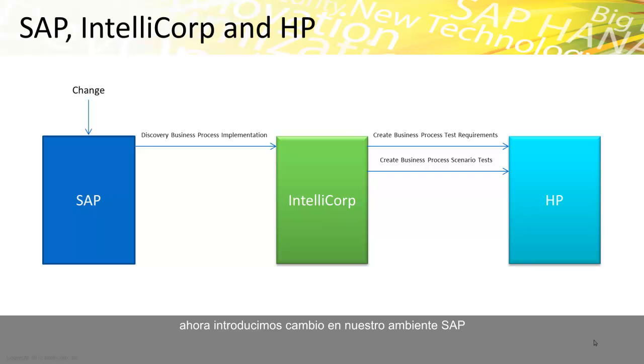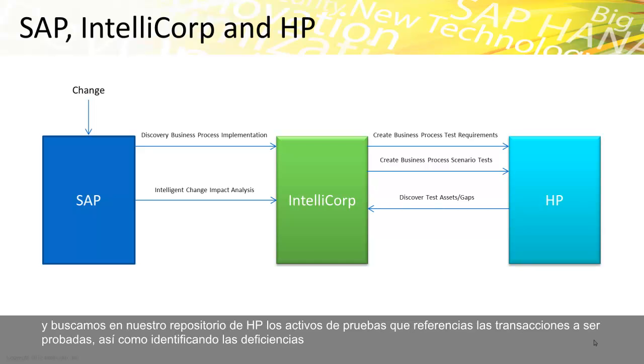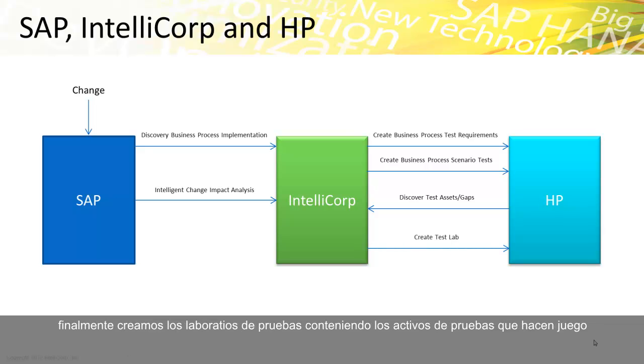Now we introduce change into our SAP environment. This might be a support pack, an enhancement pack, an upgrade, or even our own customizations. We use Live Compare's unique intelligent impact analysis to discover the most at-risk transactions that we should test. As before, we use Live Model to paint the results in a business process context, and we search our HP repository for test assets that reference the transactions to test, as well as identifying the gaps. Finally, we create the HP test lab containing the matched test assets. That's the integration scenarios in a nutshell.